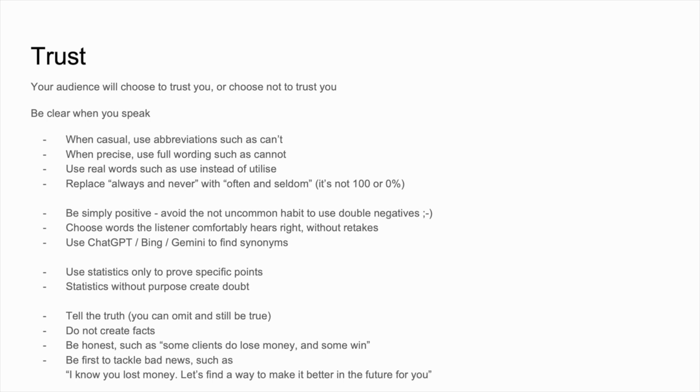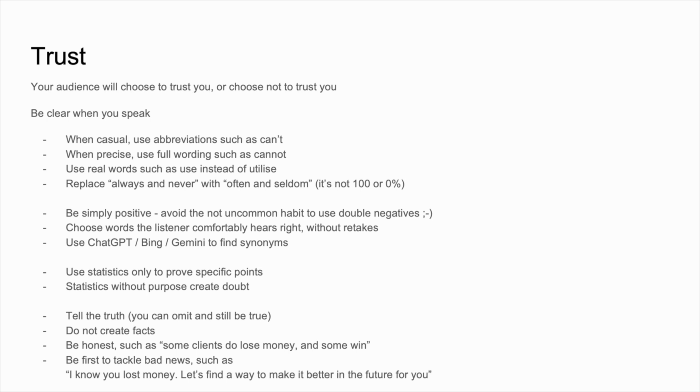Tell the truth. So if you want people to trust you enough to change themselves, and they need to change themselves to stay with you and make the decision that you want, then tell the truth. I mean, you can omit facts and still be true, but do tell the truth. Don't create facts. Don't just come up with things. If you get caught out on one, boom, you're lost forever. So don't create facts. It's very, very distracting. And be honest, such as some clients lose money and some clients win. That's true. I've just created trust by acknowledging that fact.